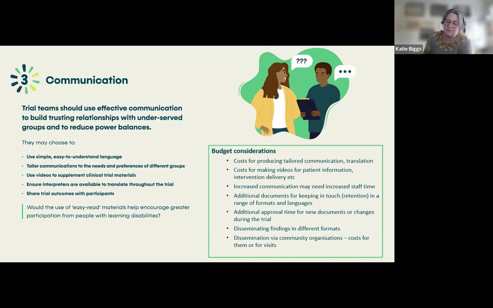So obviously trials take a really long time. So explaining to people that there might not be findings for years, but then still sending the outcomes is very, very important.